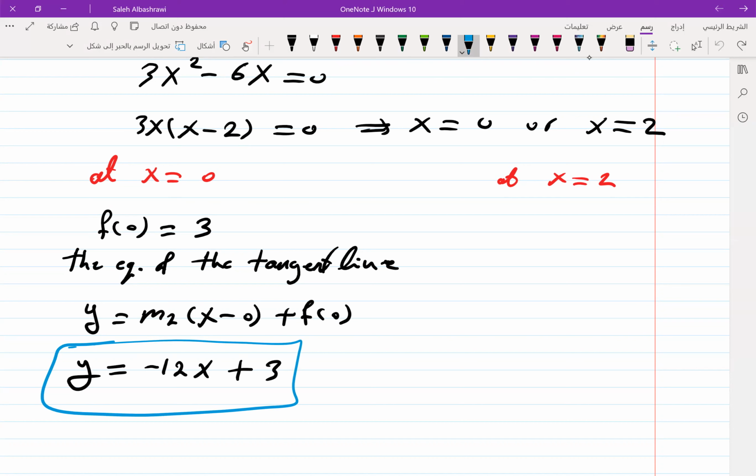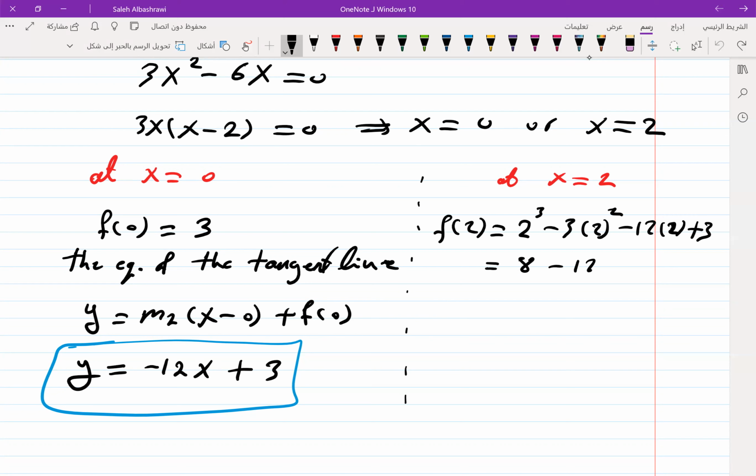Now when x equal to 2, I need to find f of 2. So this is the first one, and this will be the second one, f of 2. Replace x by 2 in our equation, that will be 2 to power 3 minus 3 multiplied by 2 to power 2 minus 12 multiplied by 2 plus 3, which is equal to 8 minus 12 minus 24 plus 3. That will be minus 25.